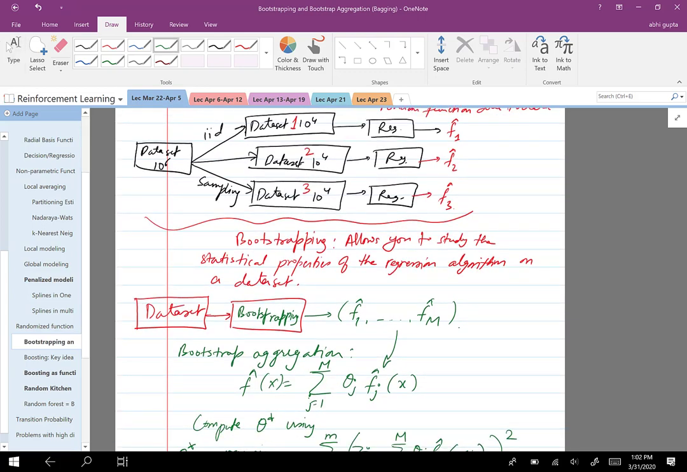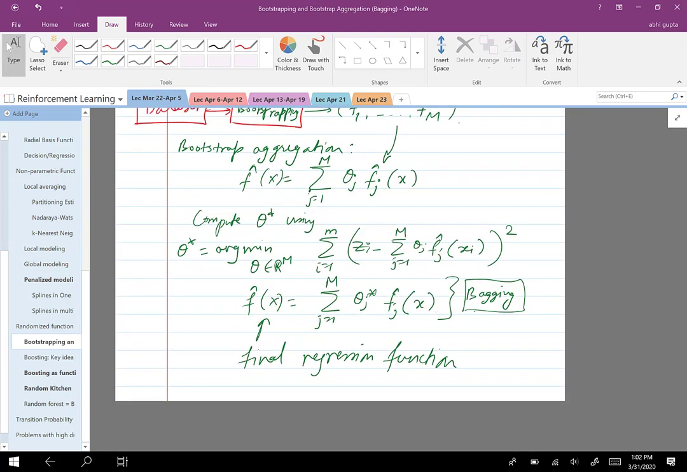These are M weak learners because you're not using the entire data set, using a subset of the data in order to compute these functions f hat 1 to f hat m. Okay, so this is a committee of weak learners. The reason why they are weak is because they are using a subset of the data and not the entire data set.